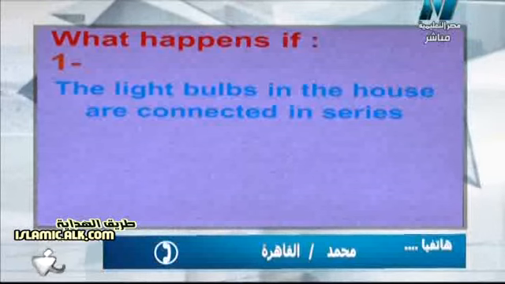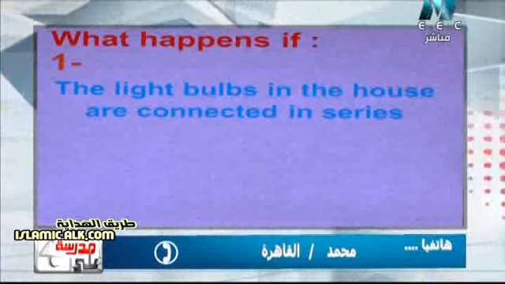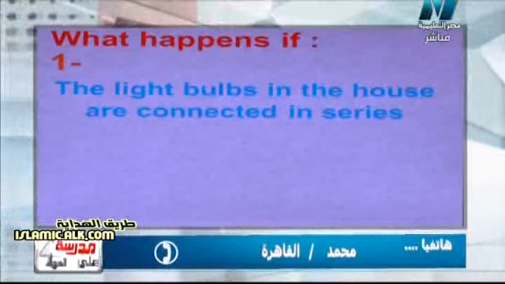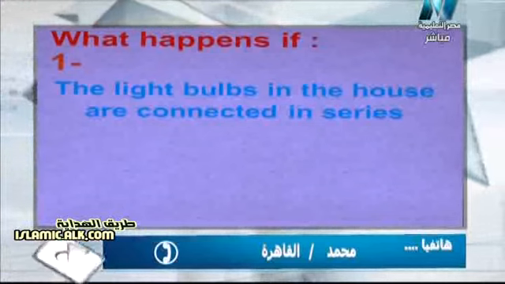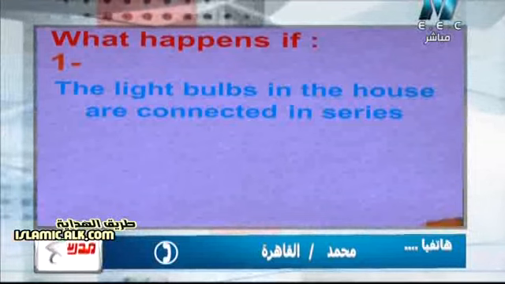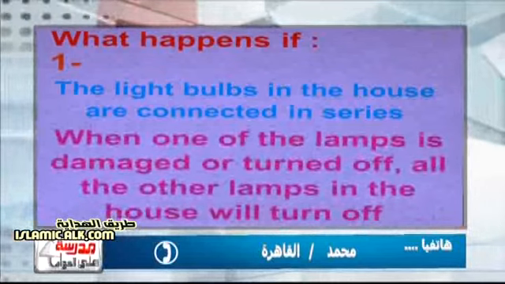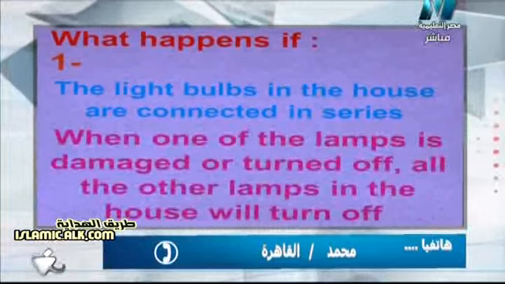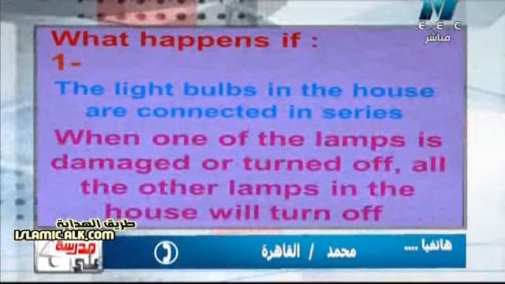Okay. So the question says, what happened if the light bulbs in the house are connected in series? When a light bulb is turned off, the other lamps will be turned off. Very good, Muhammad. Excellent. Muhammad says that when one of the lamps is damaged or turned off, all the other lamps in the house will turn off too. Again, when one lamp is damaged or turned off, all the other lamps in the house will turn off.